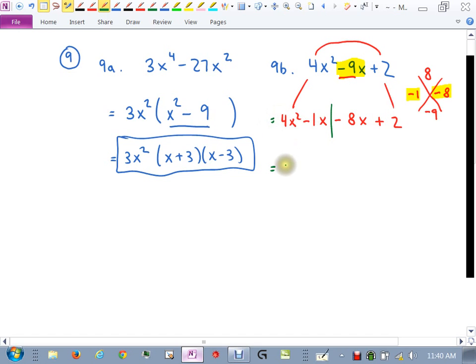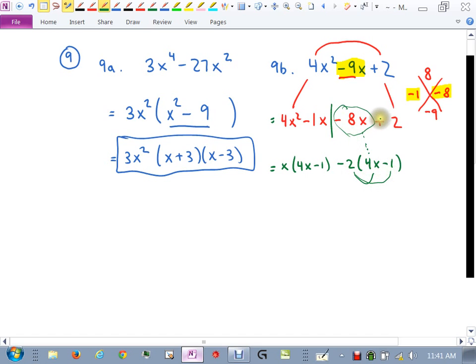Out of the first 2 terms, I can pull an x out, be left with 4x minus 1. Over here, I need a 4x minus 1 also. So the way I could get 4x to become negative 8x is to multiply by negative 2. And just check for yourself. This times this is this.